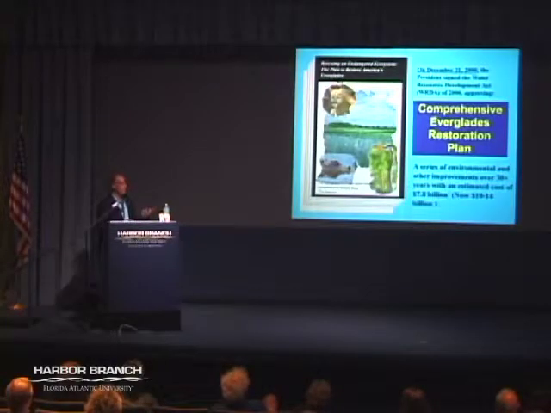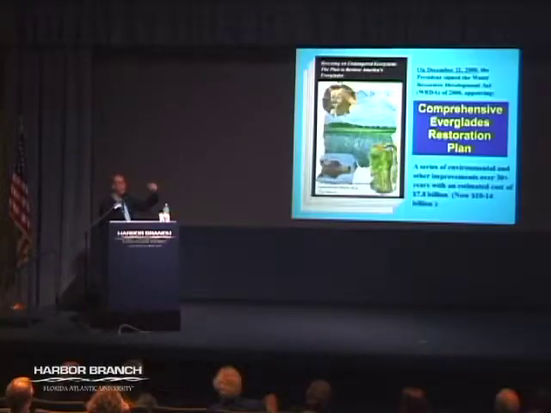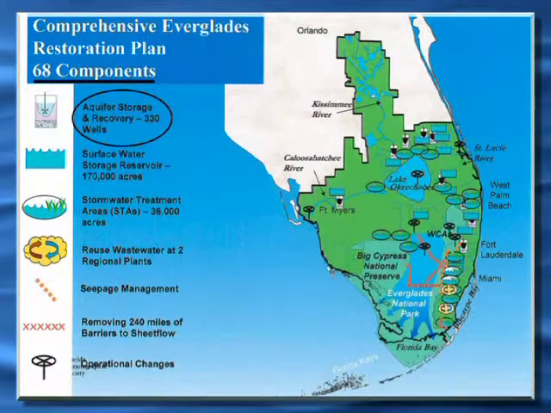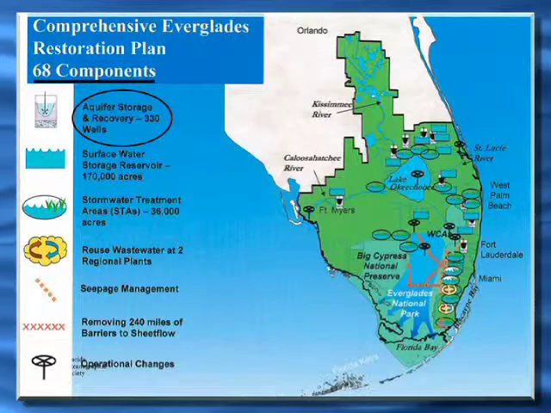And then in the mid-1990s, Congress authorized the Corps and said, look, you've got to really look at restoring some of the complete natural systems. So they authorized a restudy of the Central and South Florida Flood Control Project, and it became known as the Comprehensive Everglades Restoration Plan. This plan was authorized in the Water Resources Development Act of 2000, but it was costed out at about $7.8 billion, and there are about 68 components, or 68 individual projects, as part of this comprehensive Everglades plan.